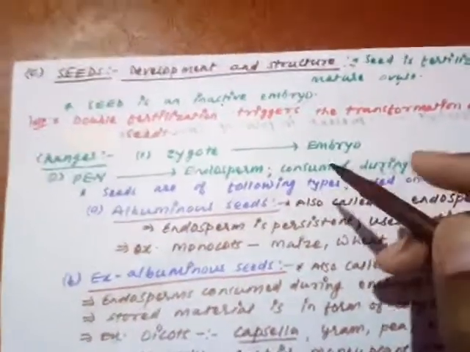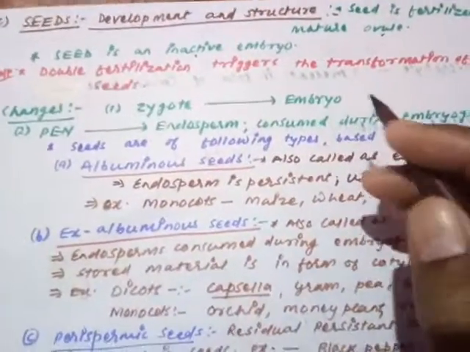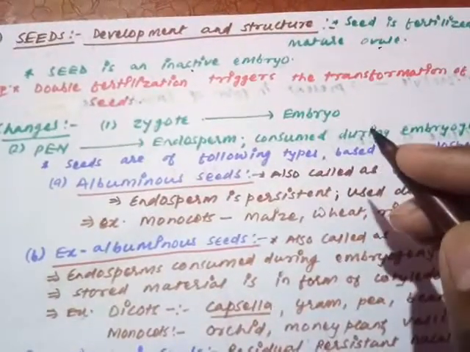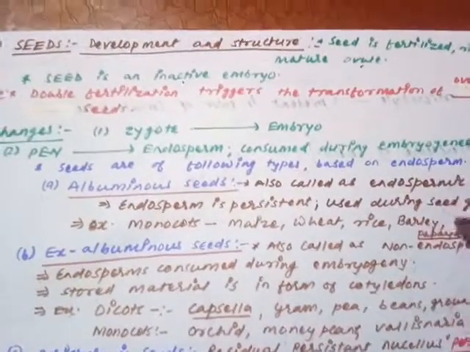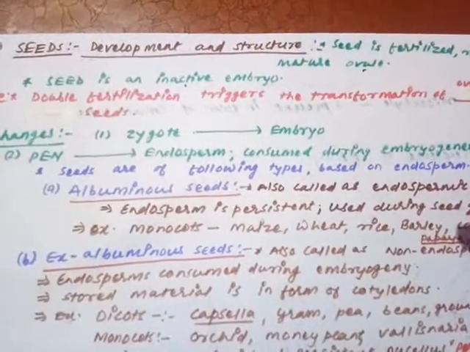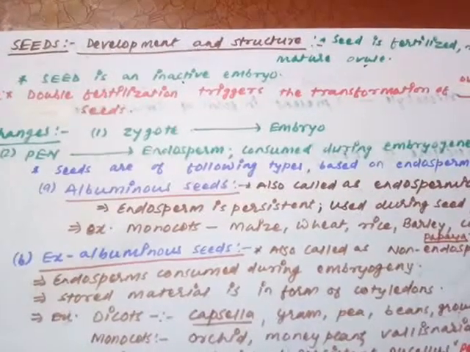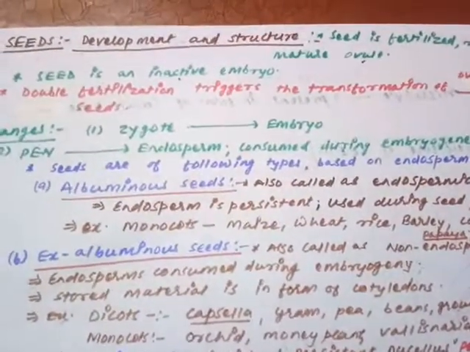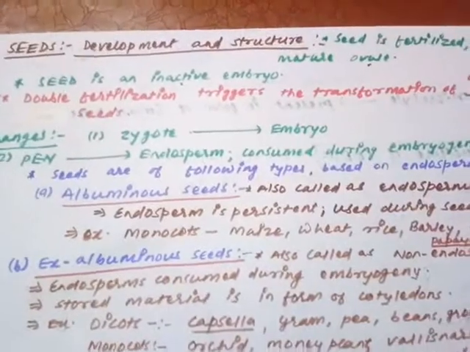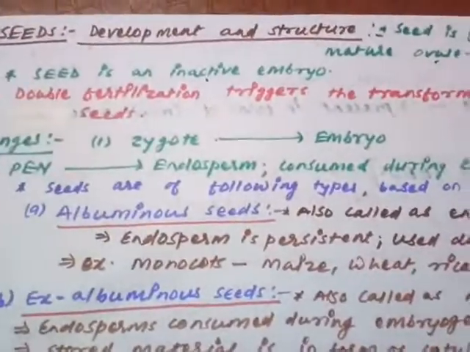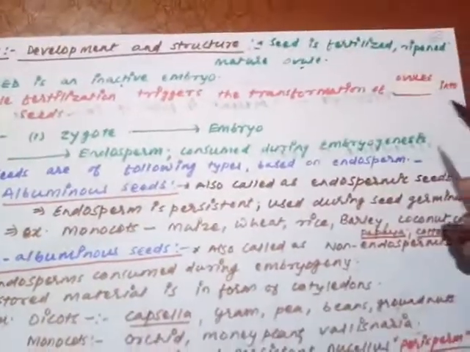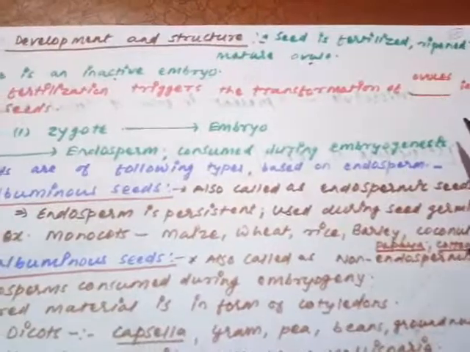Now a very important question that I am going to discuss here. Normally in the NEET examination, the competitive examination, the question is asked which process is going to begin, or by which process the seed formation is going to start, which process is providing a kind of stimulus for the process of seed formation. So remember, double fertilization is the process which triggers the transformation of ovule into the seed.